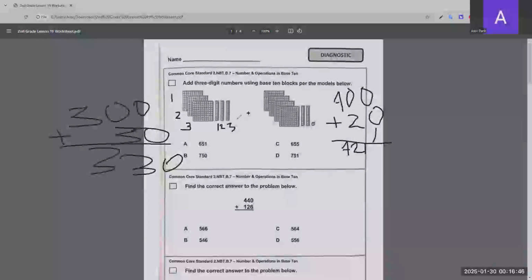Now to add that to the 330, we got 421 plus 330. 4 plus 3 is 7. 3 plus 2 is 5. And 1 plus 0 is 1. So that would represent D.